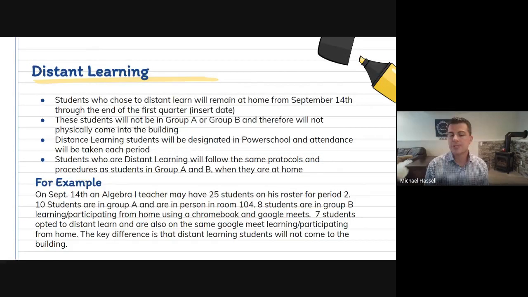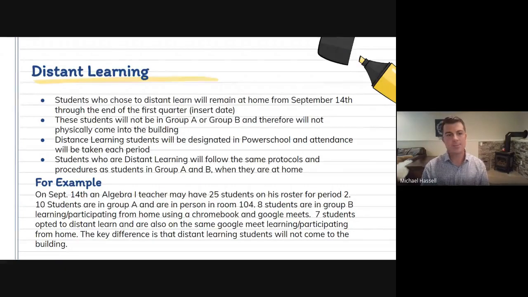So distance learning, just a couple of notes here. Students who choose distance learning will remain at home from September 14th through November. These students are not in Group A or Group B, and they will not physically come into the building. Distance learning students will be designated in PowerSchool for attendance, so that way teachers can see that.